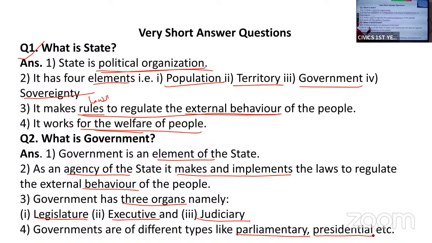So, I repeat this one. Government, it is one of the elements of the state. It is an agency of the state which makes and implements the laws. Why is it making the laws? To control the external behavior of the people. And government has got 3 organs: legislature, executive, and judiciary. Okay. And every state has got a different type of government. Like in India, we have parliamentary. In US, we have presidential form of government. I hope I'm clear with this. Let us move to the next one.